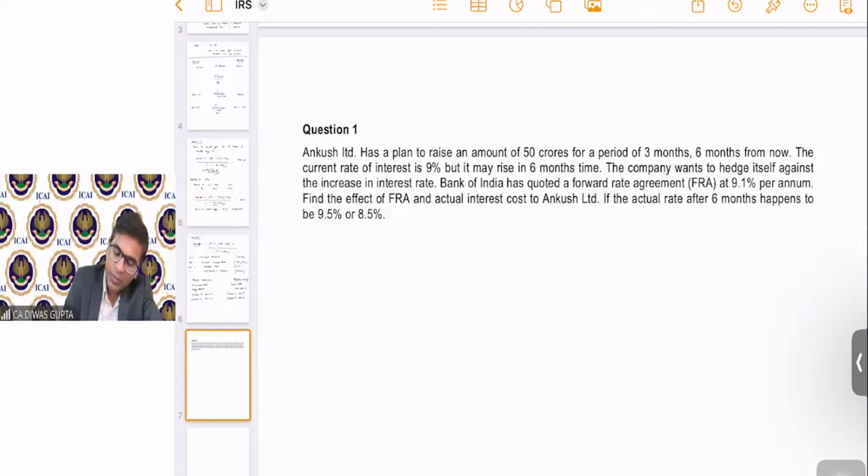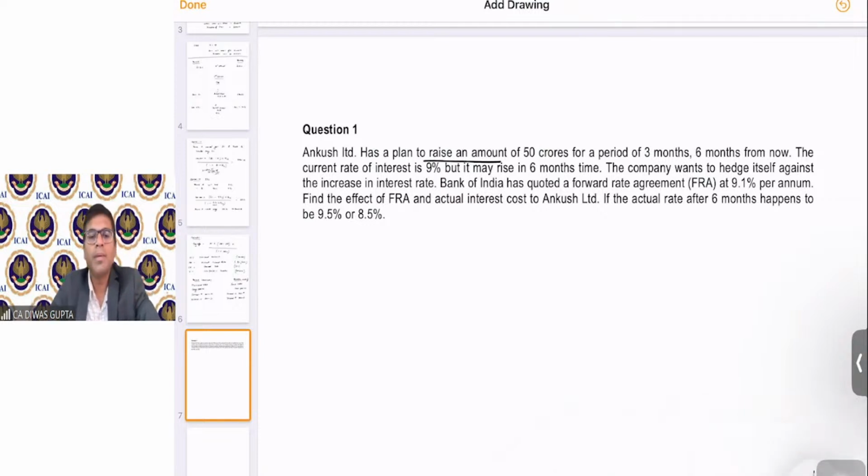Now, please remember, students, Ankush Limited has to raise an amount. That means we are talking about Ankush Limited to be on the borrowing side. That means Ankush Limited will have to have a long position in FRA. Amount is 50 crores for a period of 3 months, 6 months from now. Tell me, students, how will I write this FRA? They are saying period for 3 months, 6 months from now.